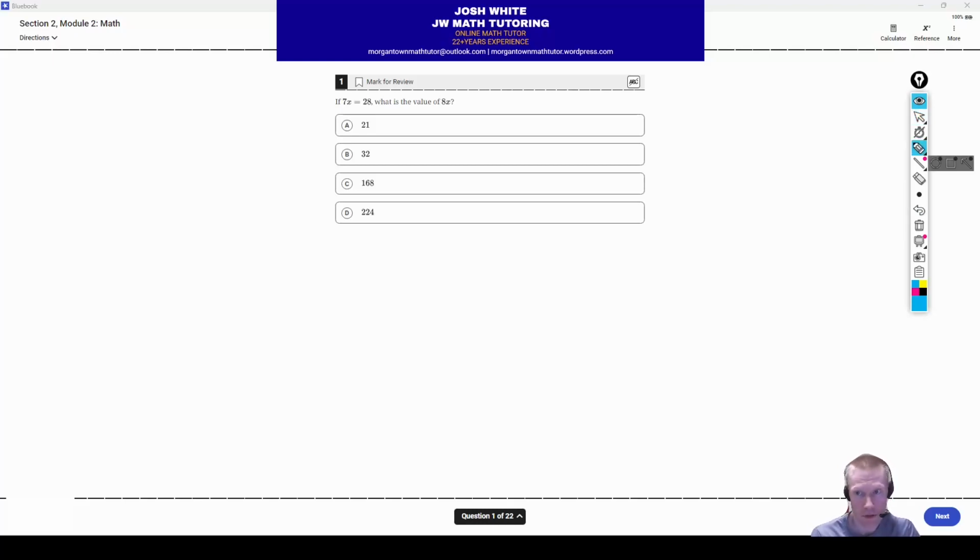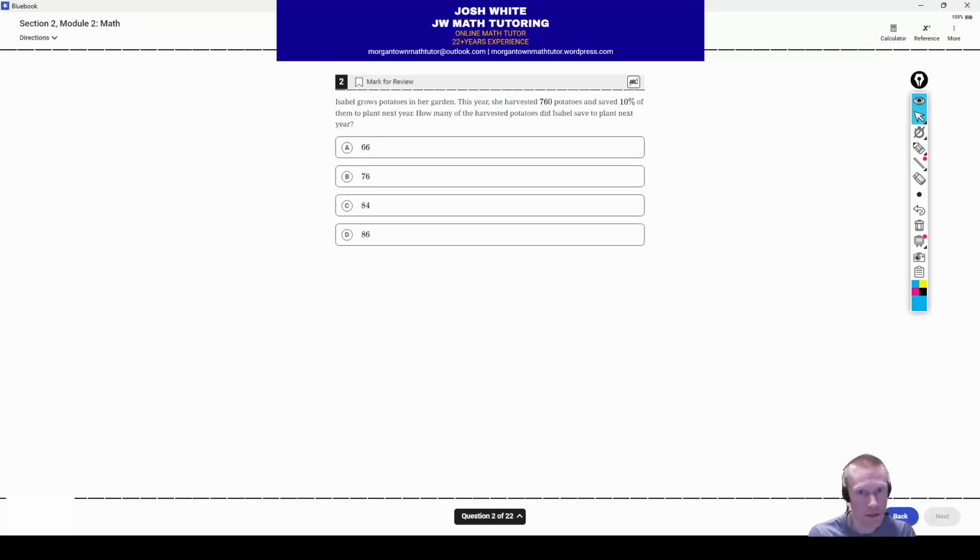So here on the first problem, you're given a basic equation, and they want to know just what the value of 8x is. So easiest way I think to do this one is just to solve the equation for x and get x equals 4. Divide 7 on both sides. So 8x, or 8 times 4, would just be 32. So correct answer for this is letter B, and you can just move on.